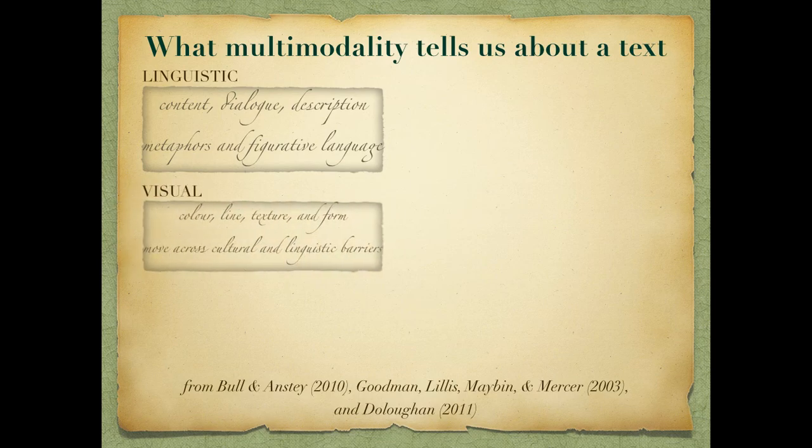Visual features are the elements depicted in an image, including the use of color, viewpoint, and position. Visual features move across cultural and linguistic barriers, bridging the gap between word and image.